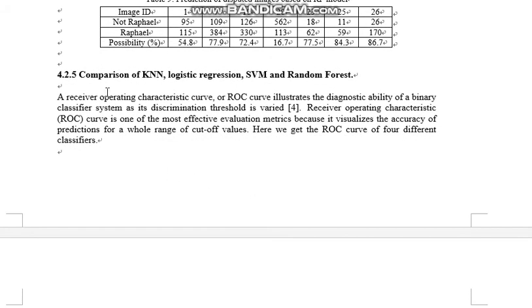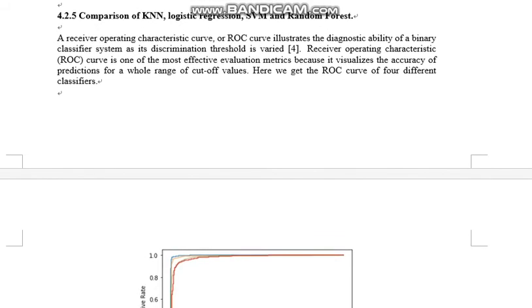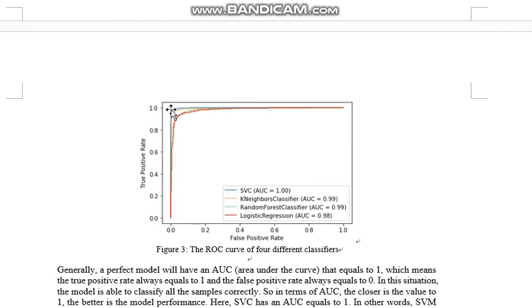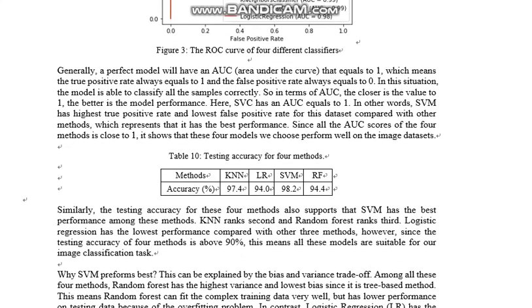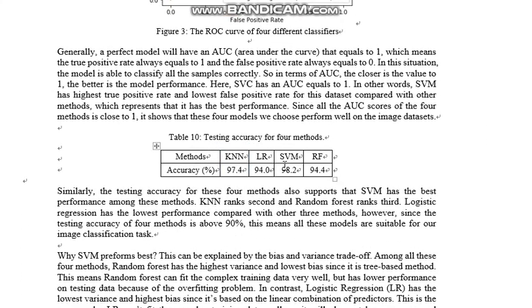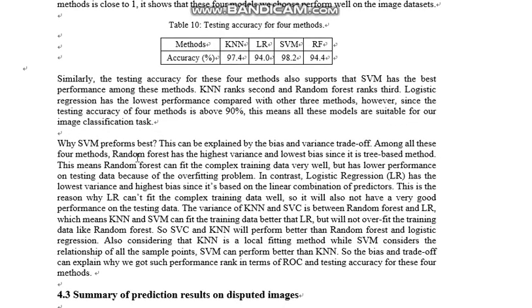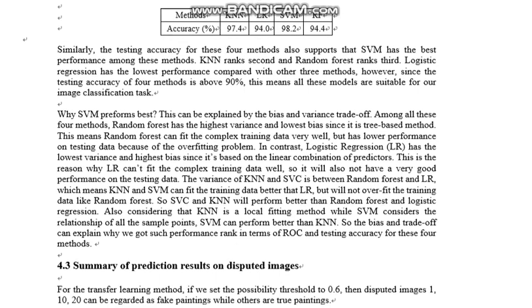We make a comparison among these 4 methods. We use the ROC curve to show the performance of these 4 methods. We also use the testing accuracy to compare these 4 methods. We give the reason why support vector machine has the best performance. We explain it by the bias and variance trade-off.